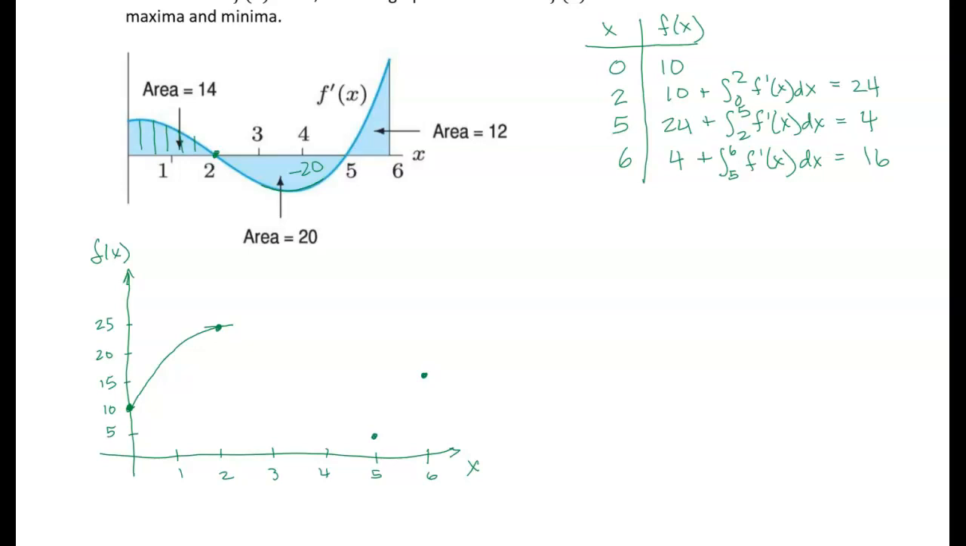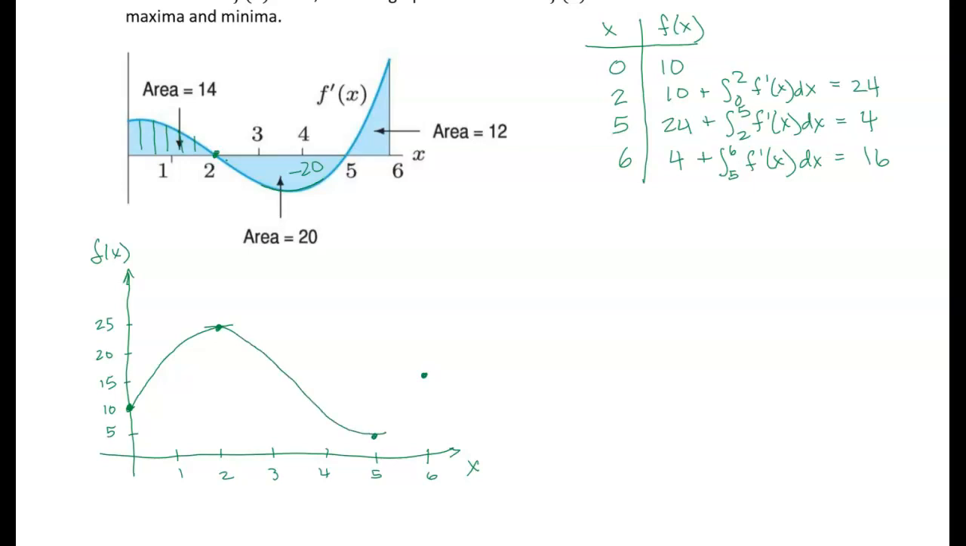And then from 2 to 5, the function is decreasing, because the rate of change is negative. And so it's going to look something like, let me see if I can make this look decent.